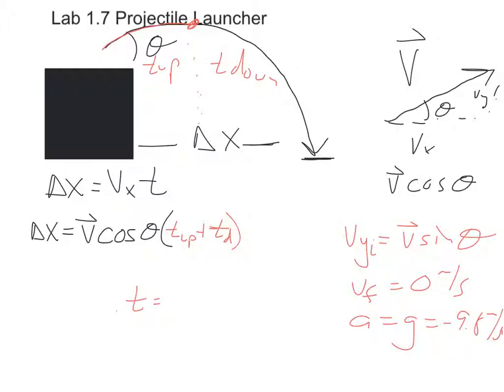equals, well, Vf equals Vi plus at. Vf is 0, so it's negative Vi divided by a, or in this case a is g. So I can get the time up with that equation. So I'm going to go ahead and get rid of all this and know that I've now solved for the time up. So I have time up. That is a check done. Cool.